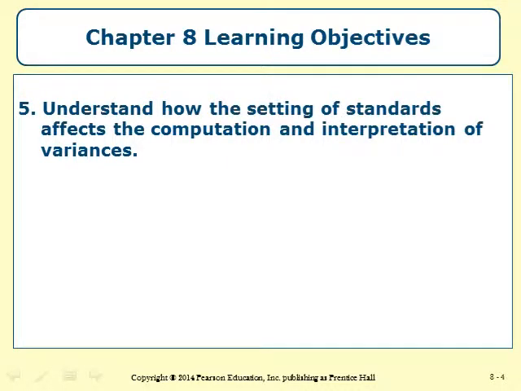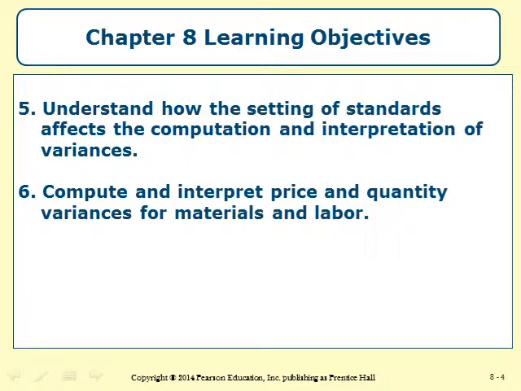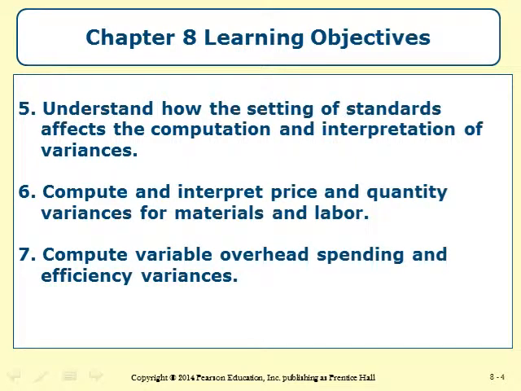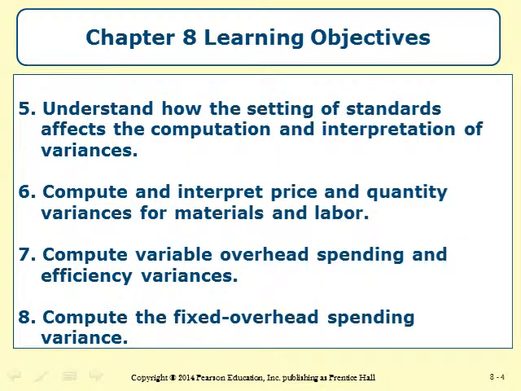We'll also understand how the setting of standards affects the computation and interpretation of variances, how we compute and interpret price and quantity variances for material and labor, and how we compute variable overhead spending and efficiency variances. And then finally, we'll talk about how we compute the fixed overhead spending variance. So we have a lot to cover in this section.